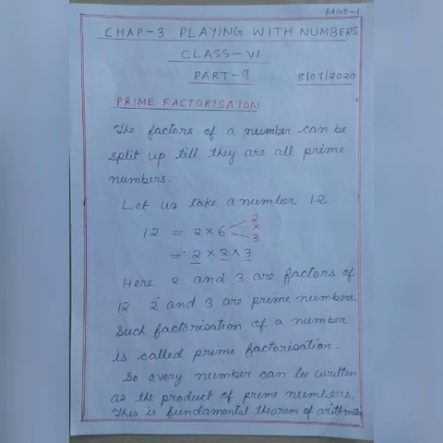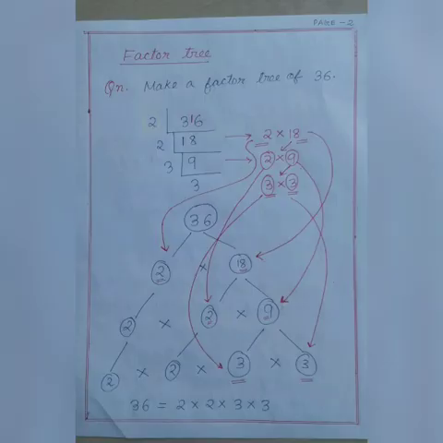So every number can be written as the product of prime numbers. This is the fundamental theorem of arithmetic. Let us move to the next topic, factor tree. I shall try to explain it with some examples. Question: make a factor tree of 36. I shall find the factorization by the short division method.